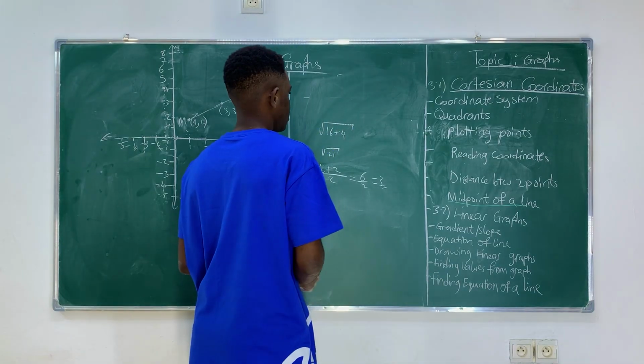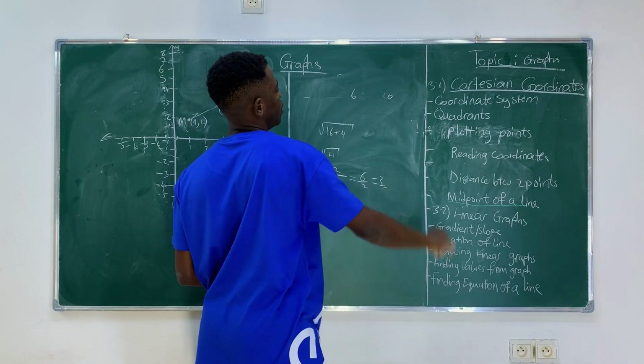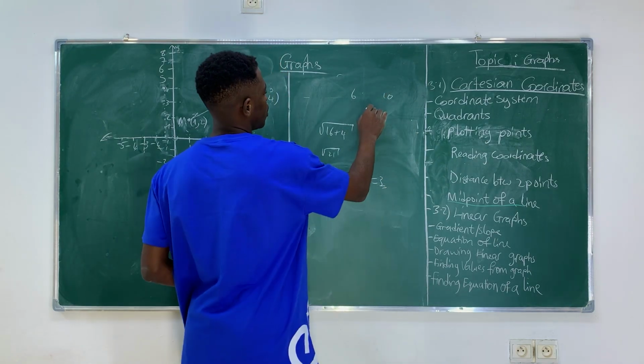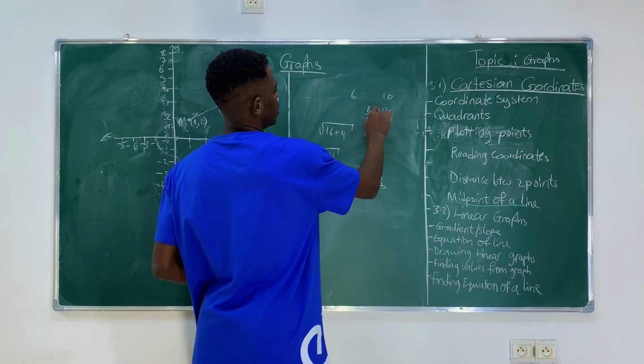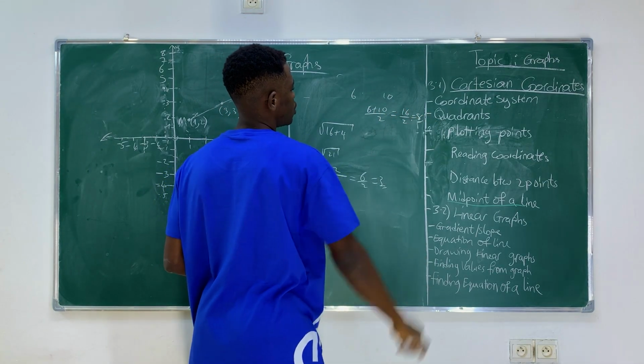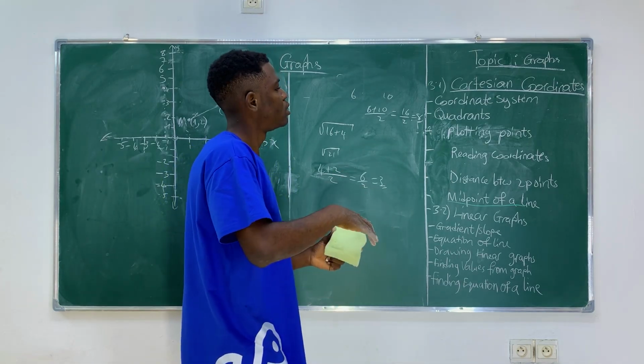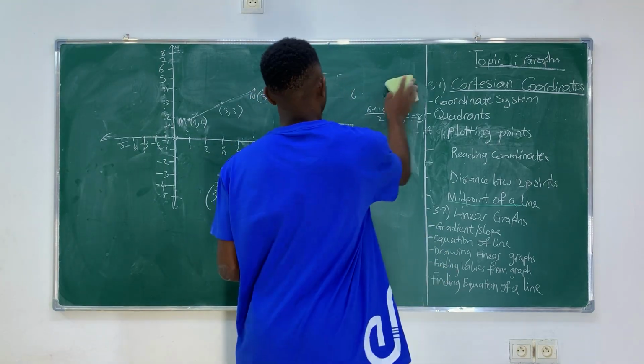It's just like average. You have a mark of 6, and another mark is 10. If you want to calculate your average, you're going to pick 6 plus 10 divided by 2. 16 over 2 is 8. That's going to be your average and the midpoint.